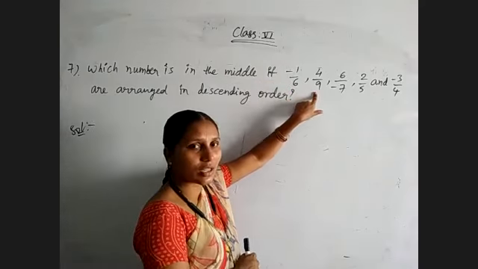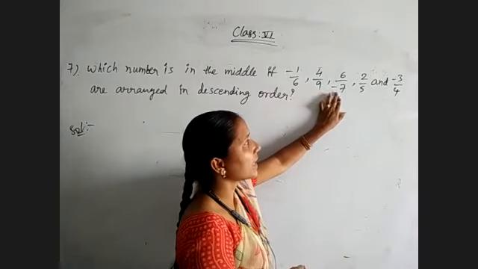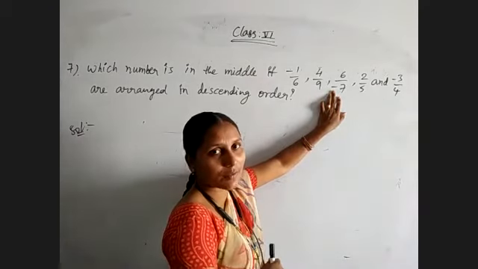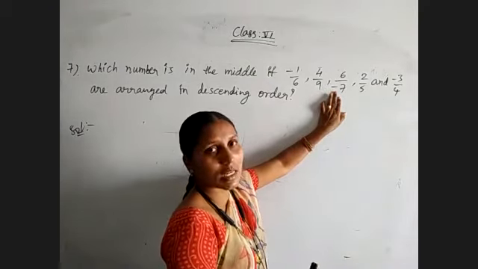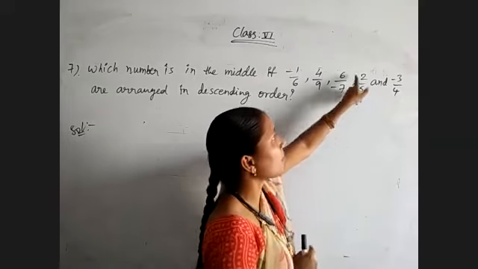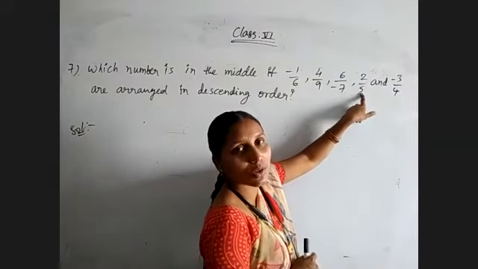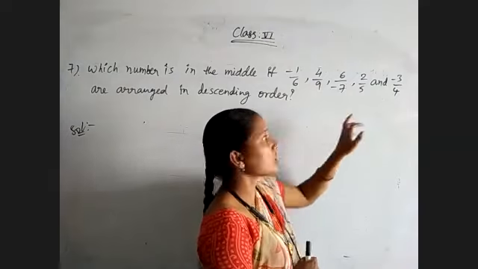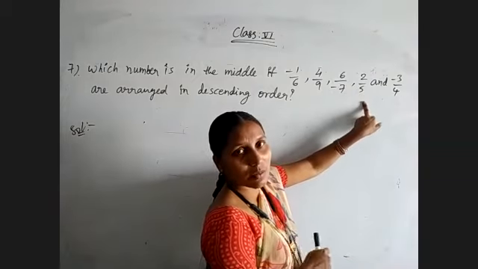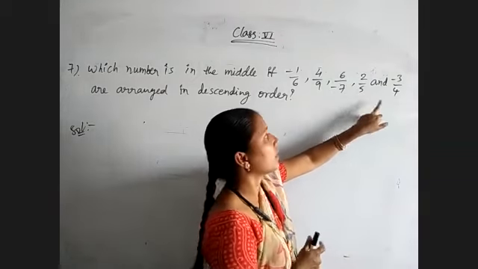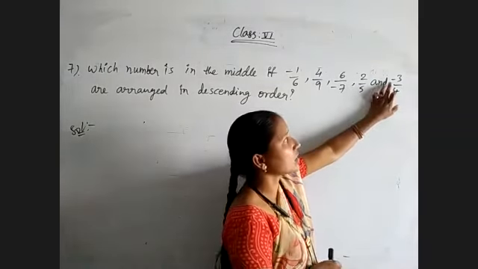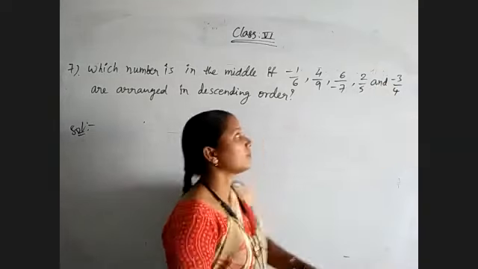4 by 9 is a fractional number as well as a rational number. 6 by minus 7, because minus is included in the denominator, the complete number is also treated as a negative number, so it is only a rational number. 2 by 5 is a rational number as well as a fractional number. A number in the form of p by q where q is not equal to 0 is said to be a rational number. 2 by 5 is in the form of p by q and it is positive, so it is a fraction as well as a rational number. Minus 3 by 4 is in the form of p by q, so it is a rational number, but because it is negative, it is not a fractional number.